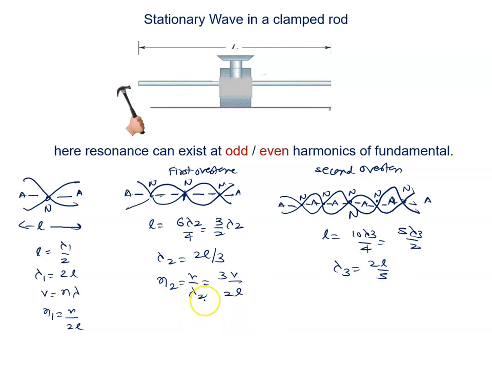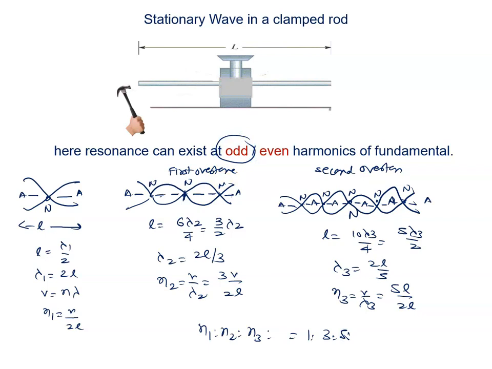Again we will apply the formula v equals n lambda. So n3 is given by v upon lambda 3. When we apply this formula we will get 5v upon 2L. So if we compare n1, n2, n3, it is visible to all of us that n1 is to n2 is to n3 is given by 1 is to 3 is to 5. It means only odd harmonics are produced in this situation. Is it clear to all of you?